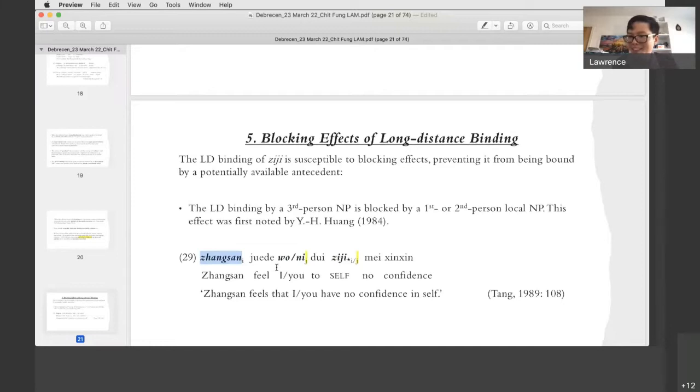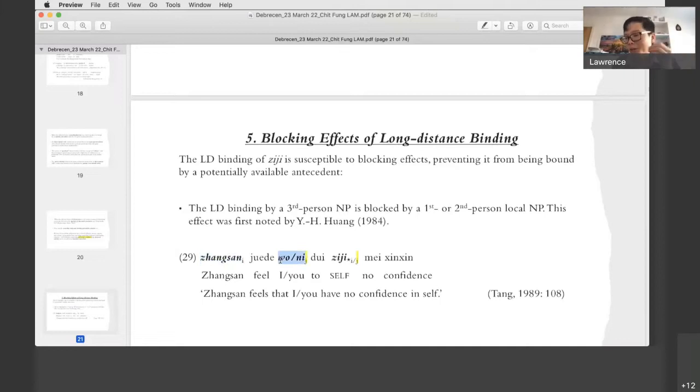So what's happening? This has fascinated linguists quite a lot since the 80s. Y.H. Huang identified this kind of blocking. I will come to that later, but just bear in mind at the moment, and let's just think about it. Why does it happen this way?